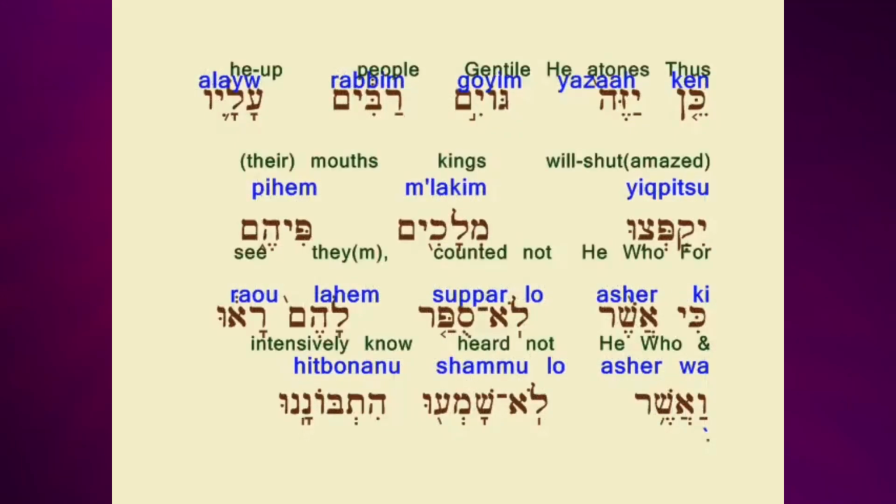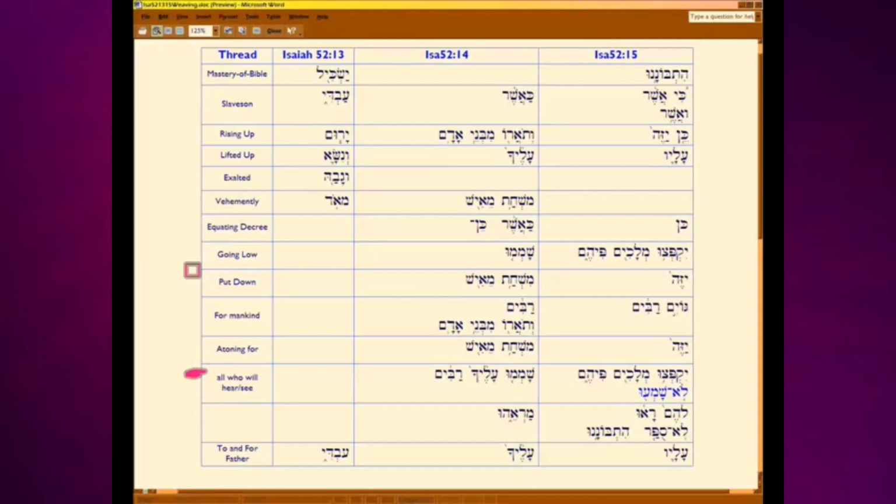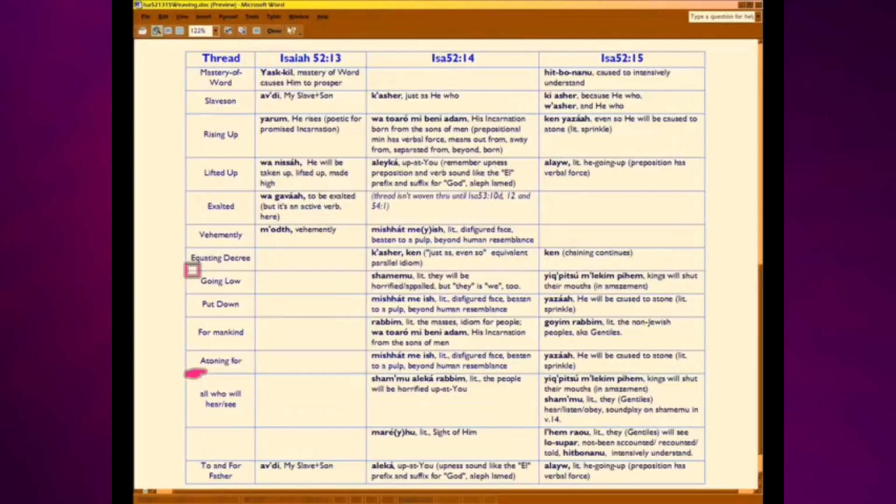Alright? And then you've got your last clause, Wa'asher lo shamu hitbunanu. Alright? Shamu is hearing. Now that was what I was trying to say in 52:14. Instead of saying shamemu in 52:14, it's concatenated into shamu. So now you've got the same sound, shamu, here in 52:15. Lo shamu with shamemu. Okay, shamemu were appalled up at him.